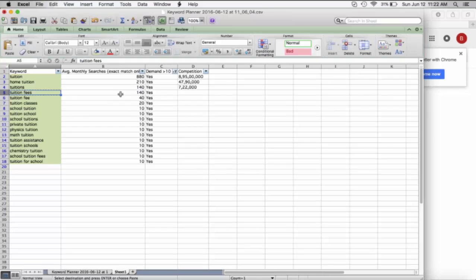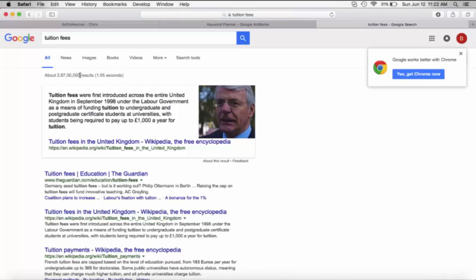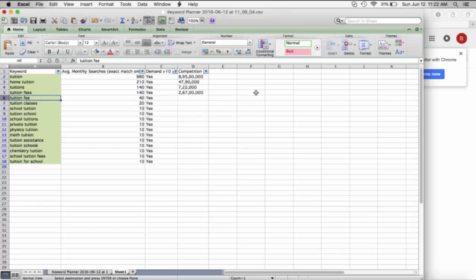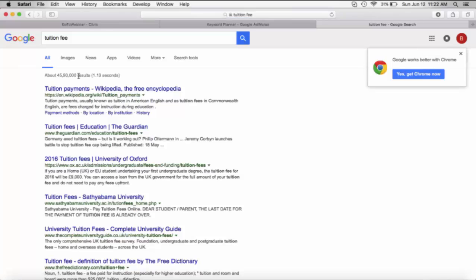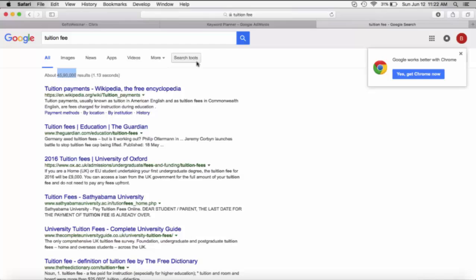So let me go ahead and try to fetch demand for tuition fees. Here we go. Then tuition fee. Here we go. Yeah, so Rikin says we also get competition from Google AdWords Keyword Planner tool. Yes, we do get it, but that's something that you might want to consider for paid search. But now we are looking at organic search, right? So you'll have to pick it from the Google search landscape.